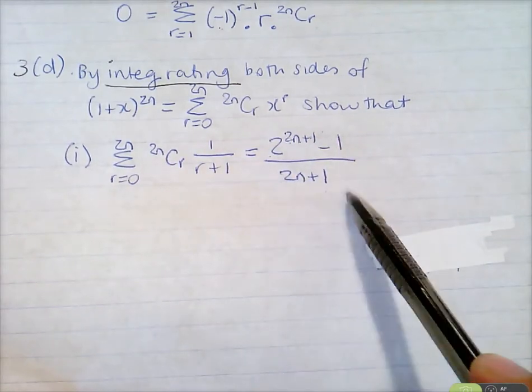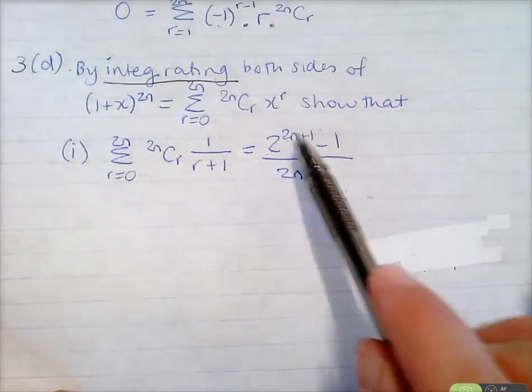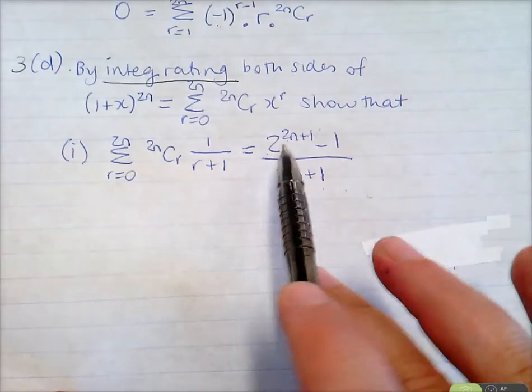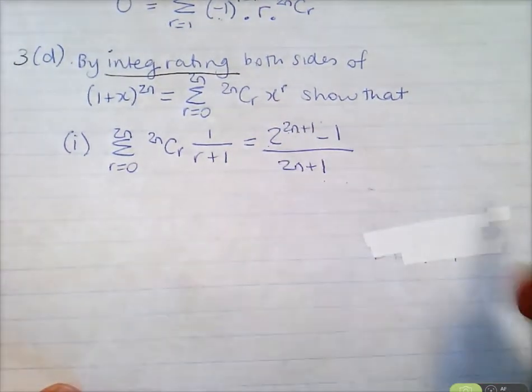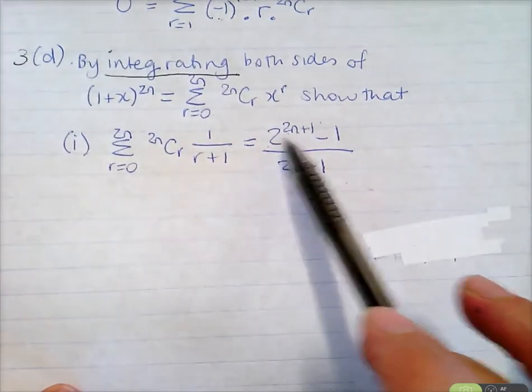2n plus 1 over 2n plus 1. That is a clear hint of integration, where you increase the power by 1 over the same thing. So this is integrating, and then you seem to have a 2 to the 2n plus 1. What do you think the substitution for x is? Look anywhere. How do you think I got 2 to the 2n plus 1?